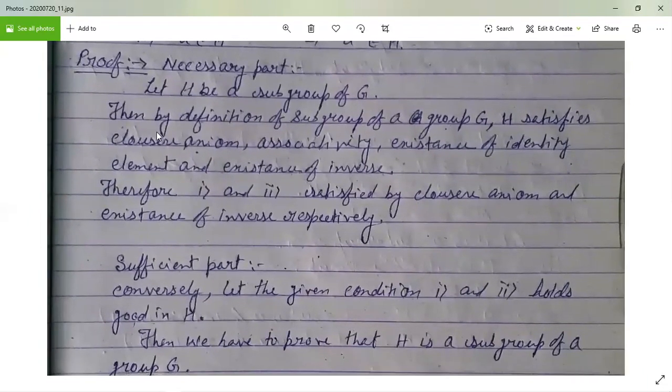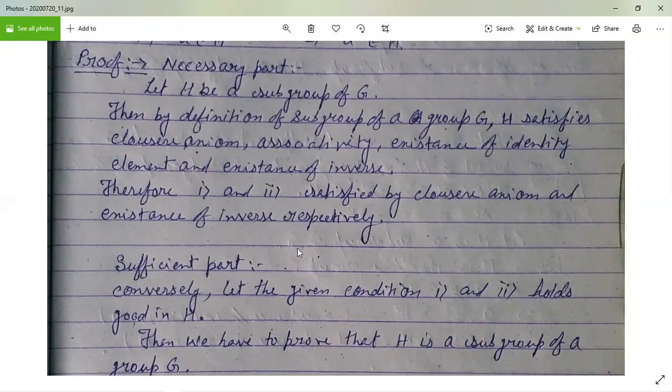The necessary part says: let H be a subgroup of G. Then we have to prove that H satisfies equations 1 and 2. By definition of subgroup of a group G, H satisfies closure axiom, associativity, existence of identity element and existence of inverse. Therefore 1 and 2 are satisfied by closure axiom and existence of inverse respectively. That means nothing has to be proved for the necessary part.